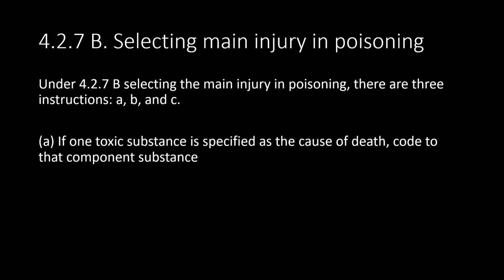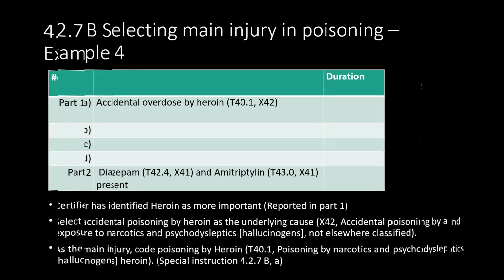In this section, we discuss selecting the main injury in poisoning. Under section 4.2.7b, selecting main injury in poisoning, there are three instructions, A, B, and C. Instruction A: if one toxic substance is specified as the cause of death, code to that component substance.